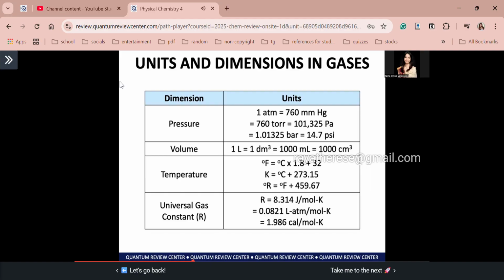Again, degrees R is equal to degrees Fahrenheit plus 459.67. And for the universal gas constant, we can express this in 3 ways. First, the universal gas constant is equal to 8.314 J over mole K. This is in terms of your SI units, and that is equal to 0.0821 L atm over mole K. And that is equal to 1.986 cal over mole K. Guys, when you use these units, make sure they are consistent.